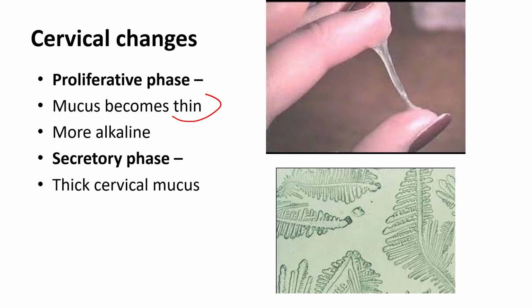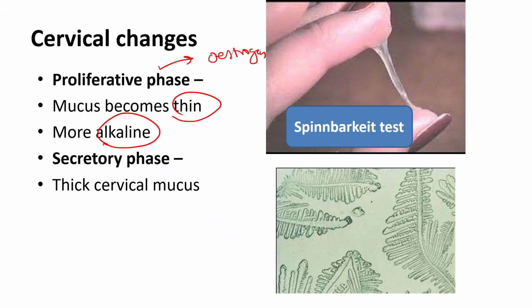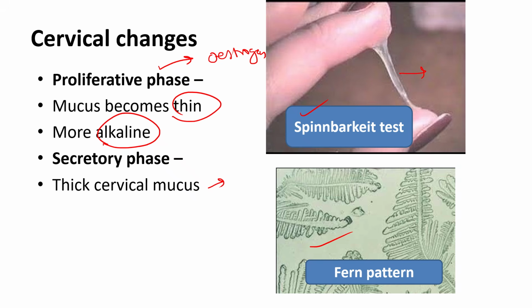Cervical mucus becomes thin and alkaline during the proliferative phase, that is primarily under the influence of estrogen. And stretching of the cervical mucus is called the Spinnbarkeit test. If that mucus is stretched onto a slide and allowed to dry, it forms a fern pattern due to more sodium chloride in it. That is called the fern pattern. So estrogen will cause the Spinnbarkeit test and fern pattern. And in the secretory phase, this mucus will become thick and this fern pattern will be lost.